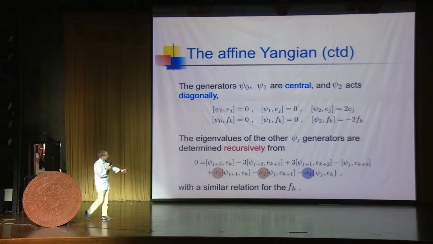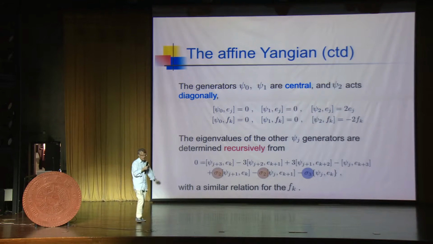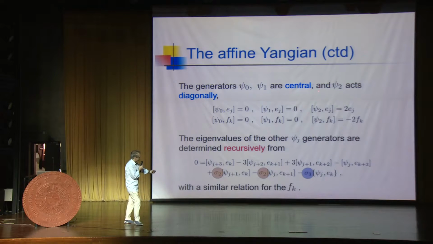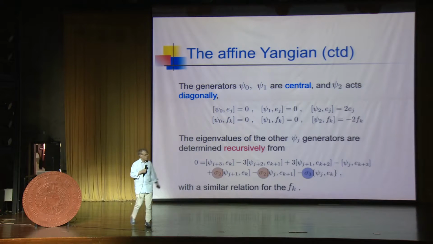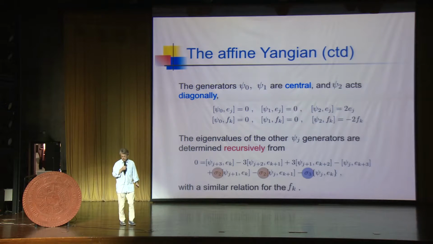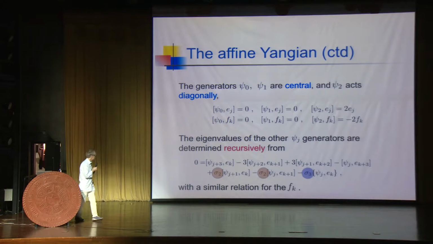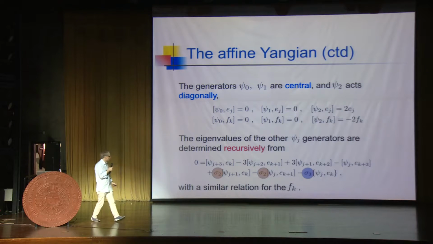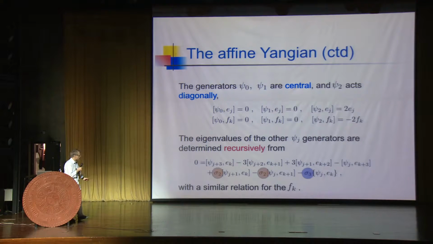Now the higher generators: with respect to psi2, all of these e_j's and f_k's are eigenmodes. The adjoint action is just plus 2 or minus 2, and that basically means that you can think of psi2 as L0, and then this is 2L0, and then this is just the usual commutation relation with a plus 1 and a minus 1 mode. Now the eigenvalues of the other psi_j generators are determined recursively in terms of relations of this type. This is one of the defining relations of the affine Yangian, namely this combination of commutators together with this anti-commutator here is equal to 0.